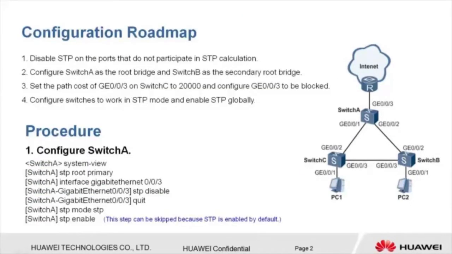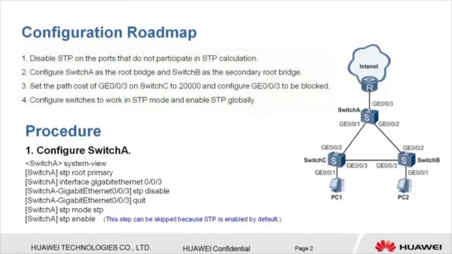Let's move to the configuration roadmap. Disable STP on the ports that do not participate in STP calculation. Configure switch A as the root bridge and switch B as the secondary root bridge. Set the path cost of GE0/0/3 on switch C to 20000. And configure GE0/0/3 to be blocked. Configure switches to work in STP mode and enable STP globally.